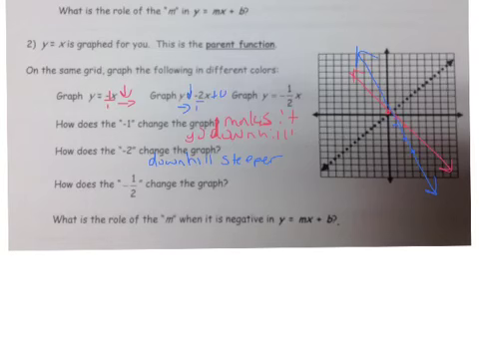The negative 1/2 x, this one, is going to be down 1, right 2, still crossing at 0. So down 1 over 2, down 1 over 2, down 1 over 2. And so you can see it is downhill and flatter. So what is the role of m when it is negative? The negative part just makes it go downhill.